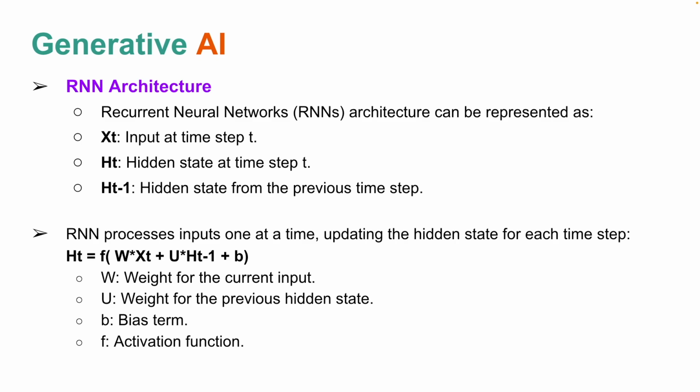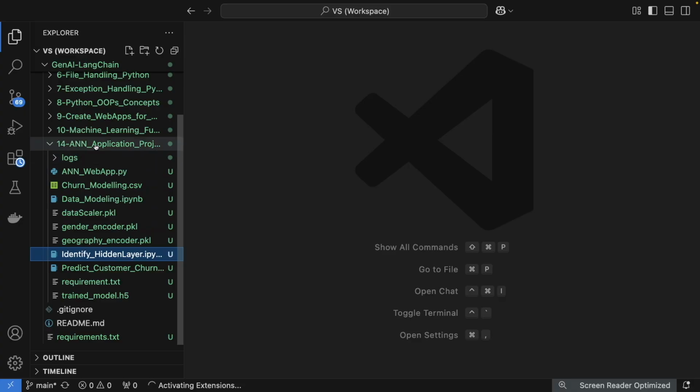So let's do one thing. Let's create a basic program and try to understand the RNN on the basis of that program. A very basic program. We will create a very basic program. Earlier we were working with the ANN application project.